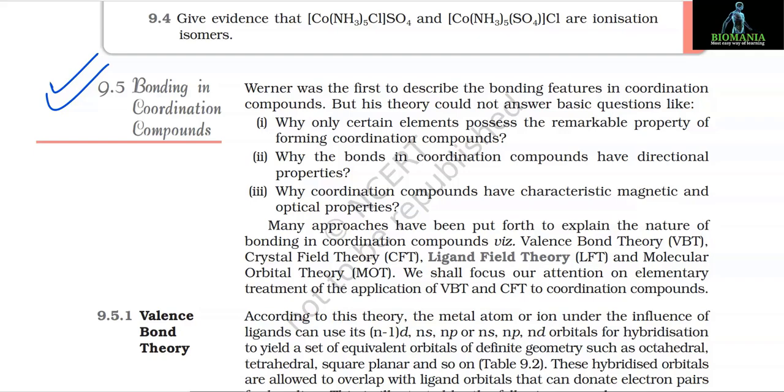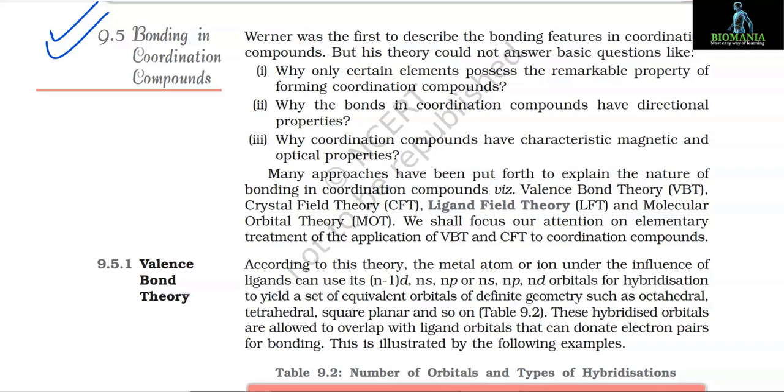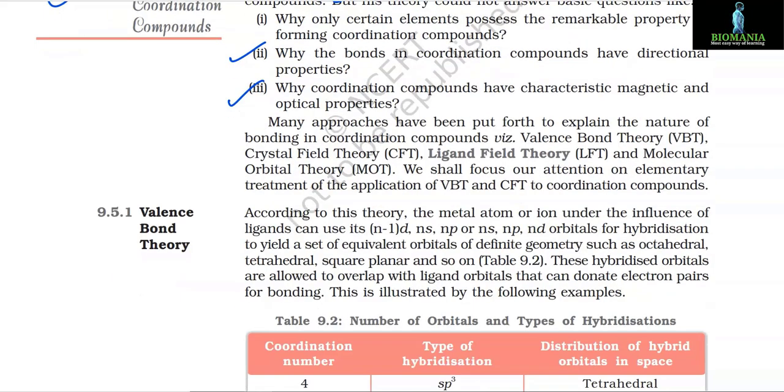9.5 Bonding in coordination compounds. Werner was the first to describe the bonding features in coordination compounds, but this theory could not answer basic questions like: number 1, why only certain elements possess the remarkable property of forming coordination compounds; number 2, why the bonds in coordination compounds have directional properties; number 3, why coordination compounds have characteristic magnetic and optical properties.